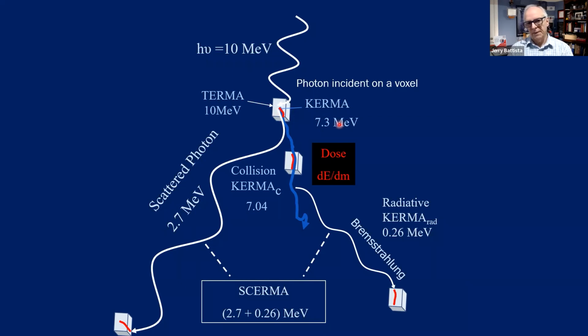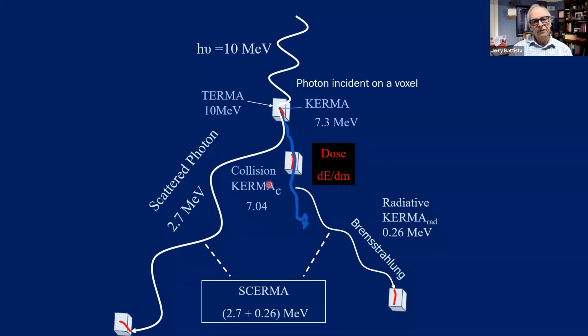Now I made this up, 7.3 MeV. And then this electron travels through tissue, and then at a certain voxel, we calculate the amount of energy deposited along the red line. That's what the dose is. The collision kerma is the amount of such energy that is available for this kind of interaction.